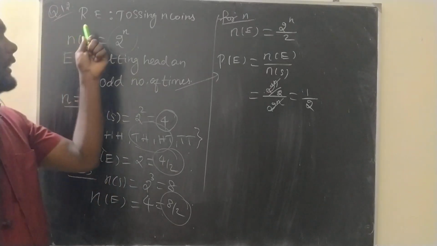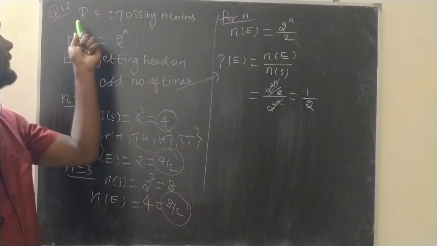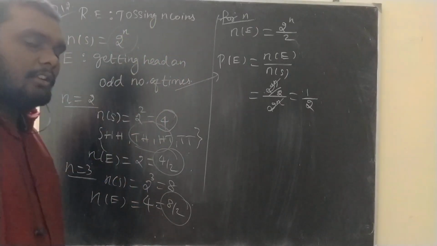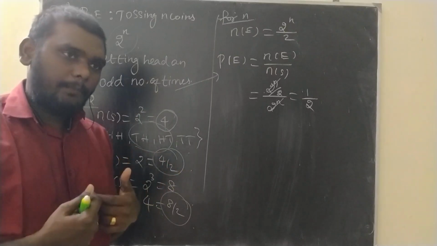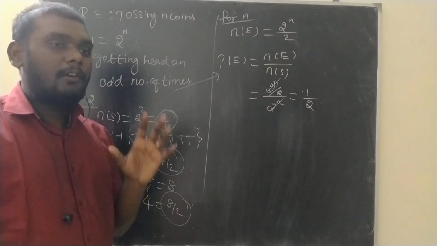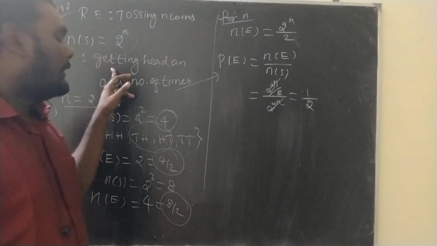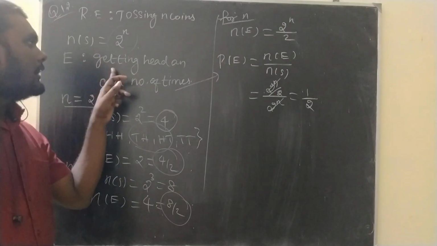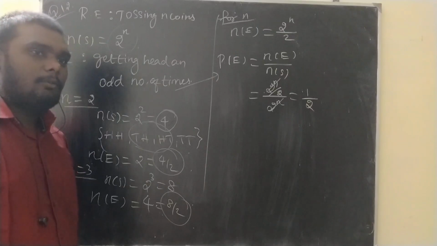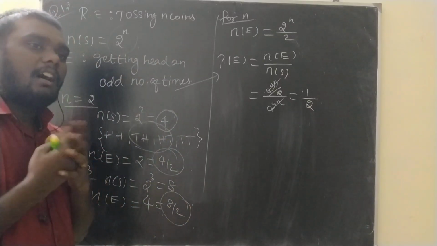See, the random experiment is, I will tell you once again, just listen clearly. The random experiment is tossing n coins. We are not familiar with tossing n coins. We don't know what things will come, but we know that there will be 2 power n outcomes totally. That I wrote first. So our event is getting heads an odd number of times. Odd number of times means 1, 3, 5, etc., based on the value of n.